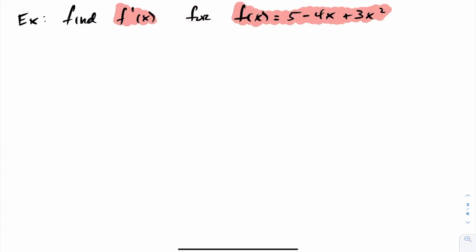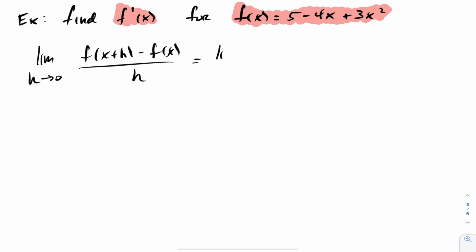This time again, we have a parabola. It's a little more complicated, but still applies here. So I'm going to go ahead and calculate the limit. As h goes to 0, this is going to be f at x plus h minus f at x over h, which is going to be the limit as h goes to 0. Now, everywhere I see an x, I have to change that to an x plus h. So I'm changing that to an x plus h squared.